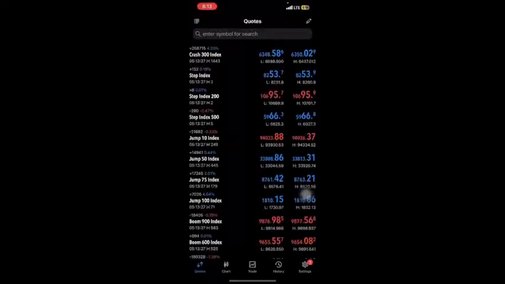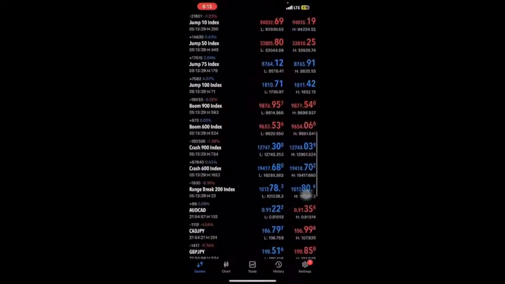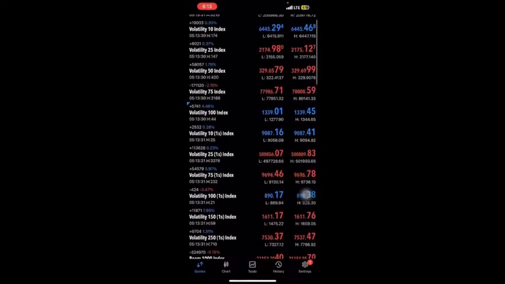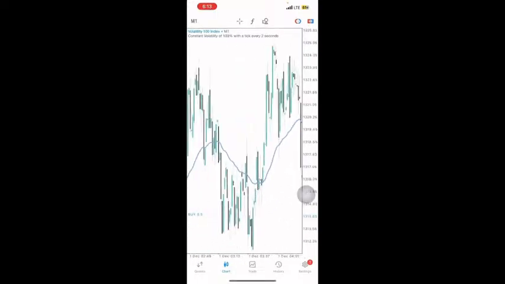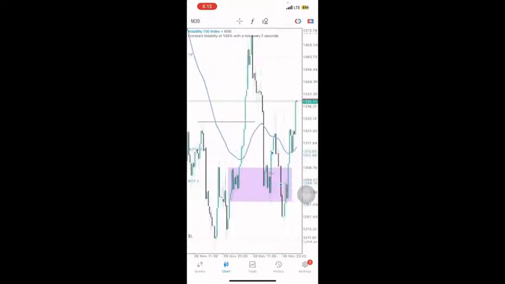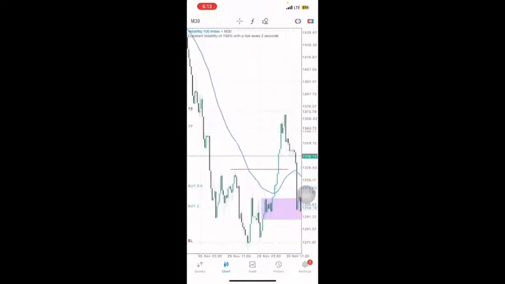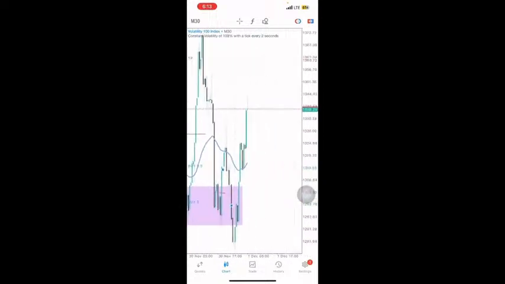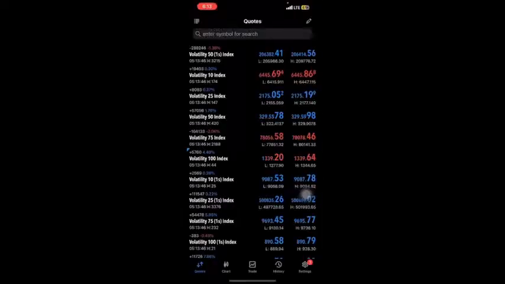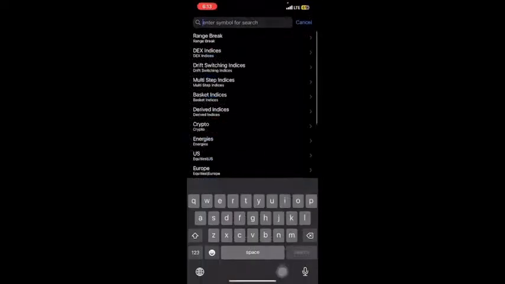Okay, so that is it about the major and most commonly traded synthetic indices instruments. There are others actually, but these are the most popular ones, the most commonly traded ones, and they are the ones I can talk about now because I cannot talk about all of them. There are too many.